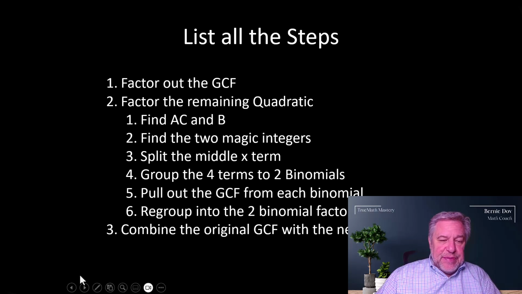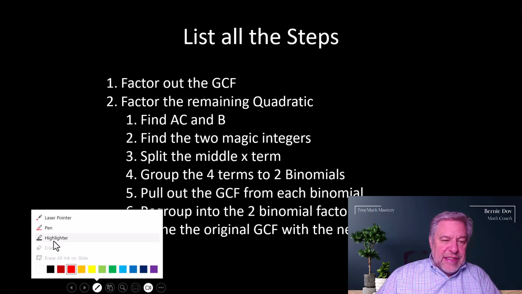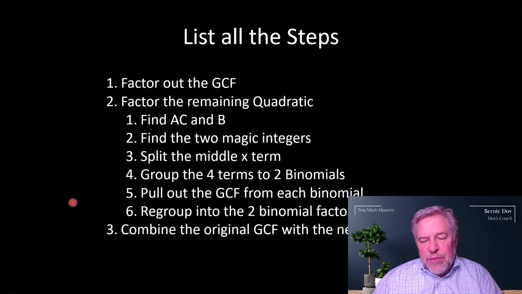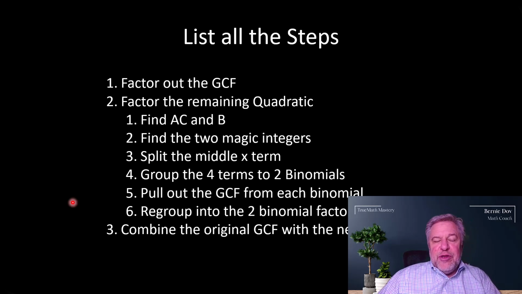Of these 8 steps, there's only one step here that I keep calling the hard one, and that's number 2.2. Find the 2 magic integers. We'll talk about what that means, but that's the only part that requires trial and error. And the only other reason it's hard is because it requires all this underlying knowledge, and you've got to put this all together into answering this question. But let's go forward. So let's review the steps.